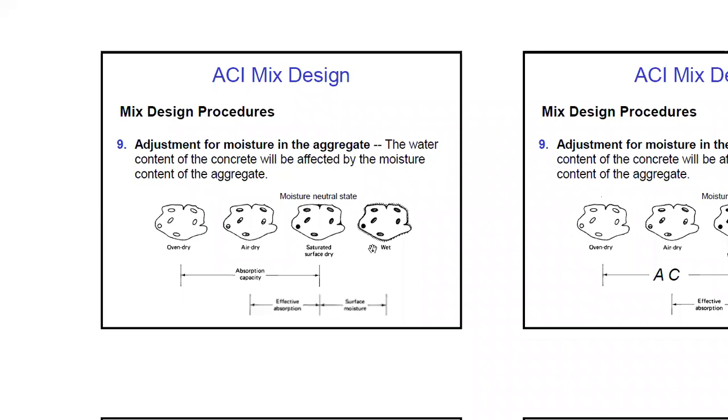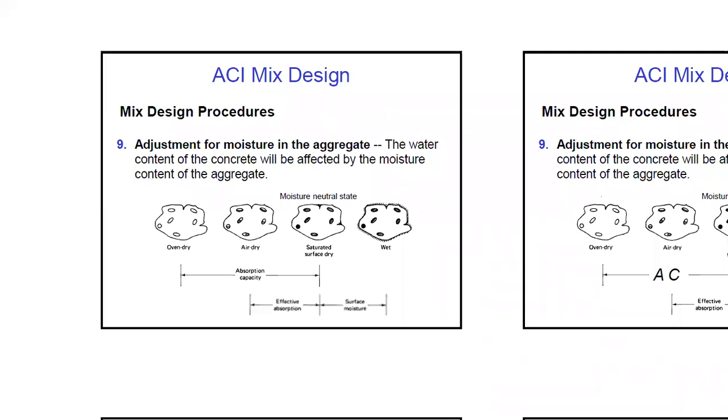The next condition is the wet condition, in which the whole of the surface is also wet, and at the same time all the internal holes and minor portions within the aggregate are also filled with water. So this is the fully saturated condition. This is saturated surface dry condition. This is air dry condition, and this is oven dry.